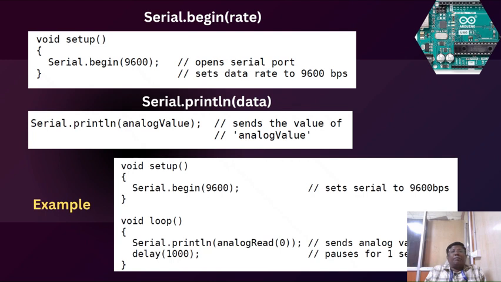And in the void setup, Serial.begin sets the baud rate. The baud rate is the data transfer rate. The default one is 9600 bps, and you can change it to 11200 or 14000, 15000 is also available, depending upon the application you have to use it.